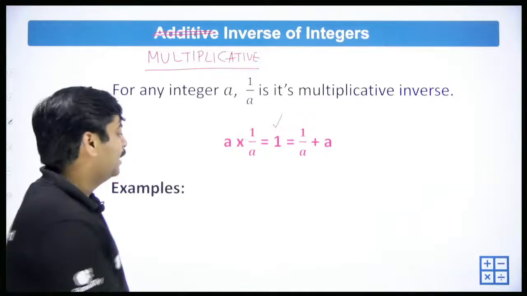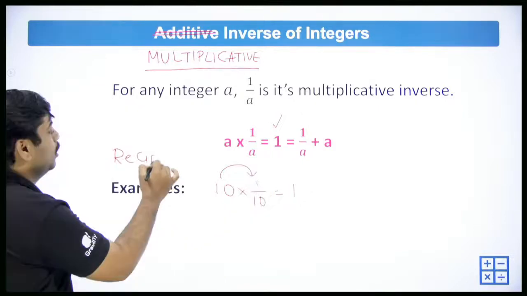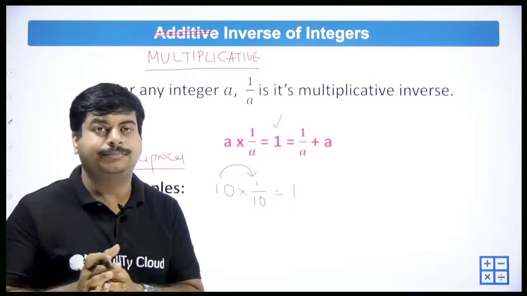So for the number 10, you need to multiply with 1 by 10 to get the value 1. So for the number 10, 1 by 10 is the multiplicative inverse, or you can also say reciprocal. The same thing is also called reciprocal. Whatever it is, the product should be 1. For the number 1 by 10, 10 is the reciprocal, or 10 is the multiplicative inverse.